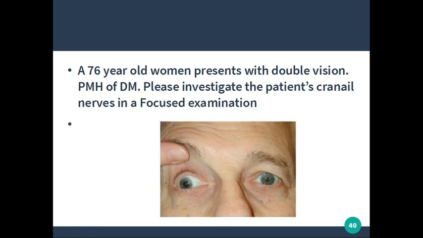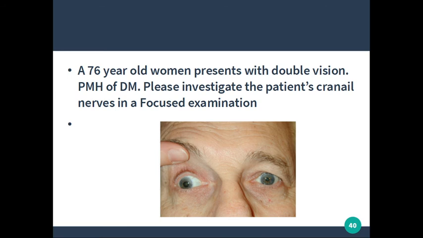This is a case, okay? The next case is a patient who presents with diplopia. This woman is 76 years old and has a past history of diabetes mellitus. How would you investigate this patient and carry out a full cranial nerve examination, alright? Or they might ask you to carry out also a focused cranial nerve examination. So in this case, how would we tend to examine the patient?